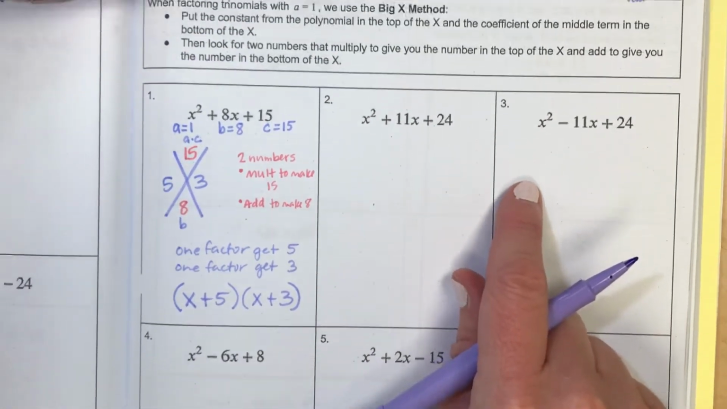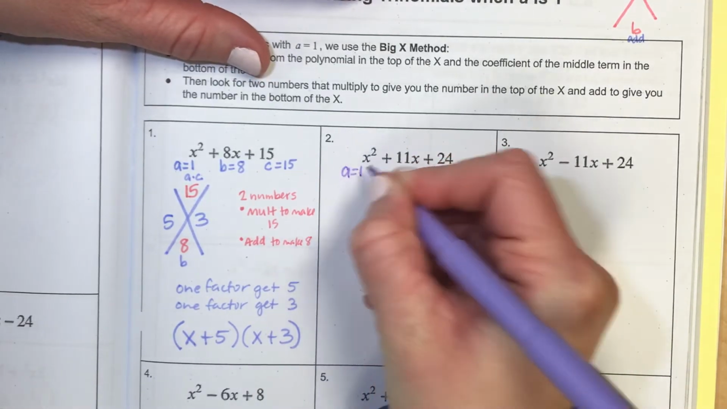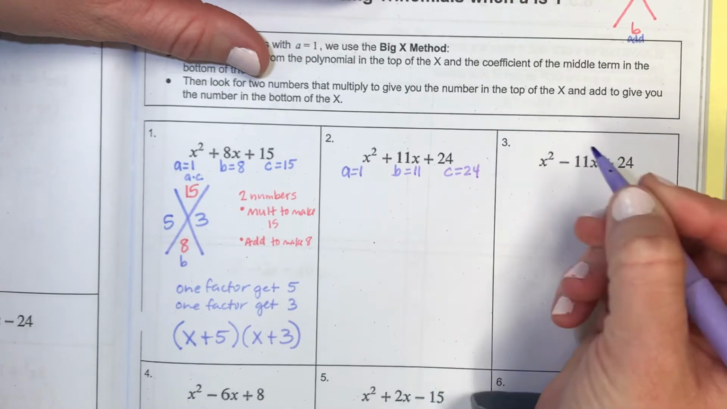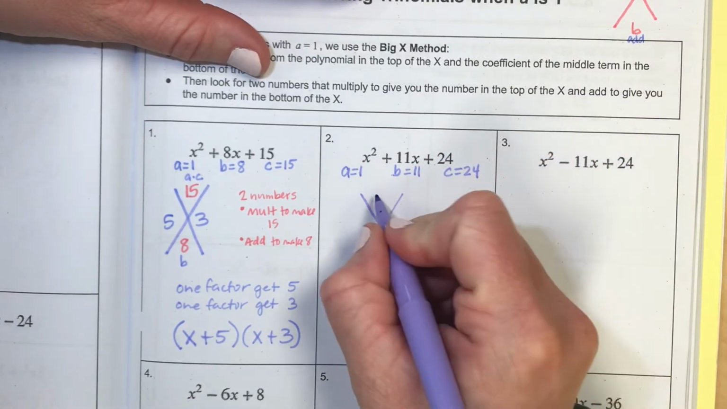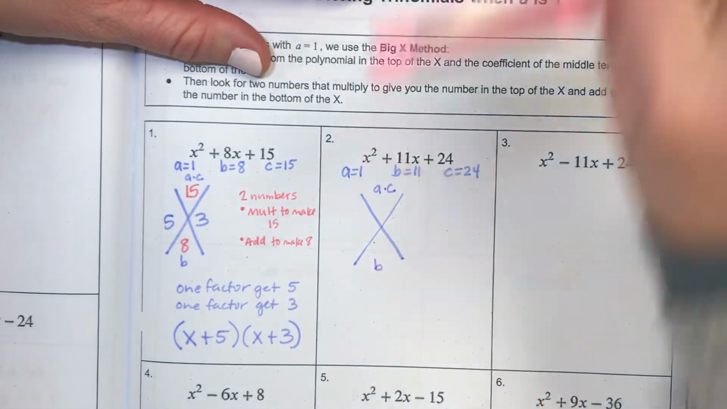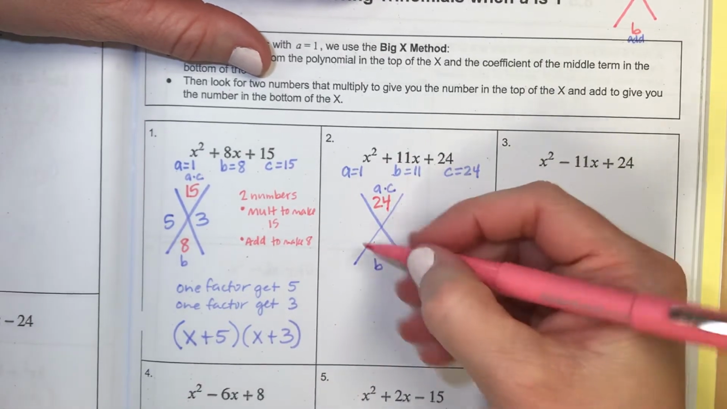So let's try a couple more examples. I'm going to do 6 for this video. So here, my a equals 1, my b is equal to 11, and the c is equal to 24. And here's my Big X. A times c goes at the top, and b goes at the bottom. 1 times 24 is 24. And 11 goes at the bottom.